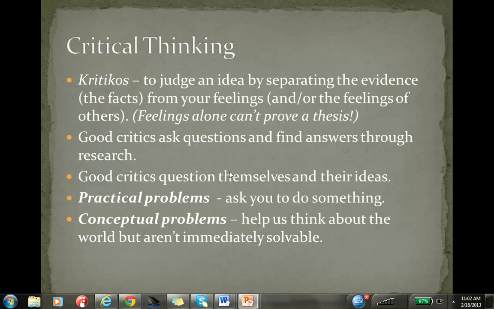Conceptual problems are huge human problems, right, that help us think about the world, but they aren't immediately solvable. Doesn't mean they aren't solvable. So, for example, understanding the meaning of life is a conceptual problem. Large conceptual problems like that, oftentimes in academic research, you do research conceptual problems because it's an activity for critical thinking that expands your thought and helps you think about things even if they're not solvable.